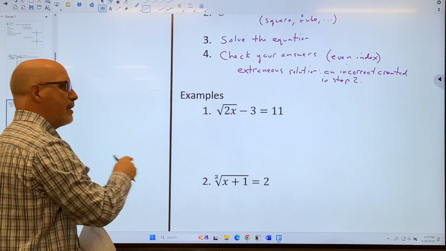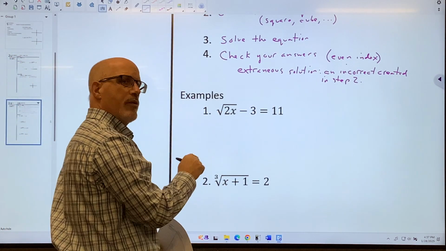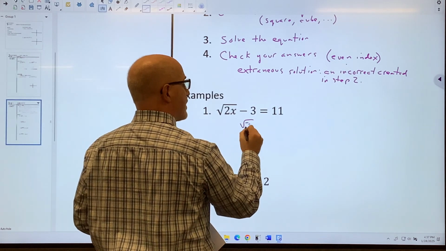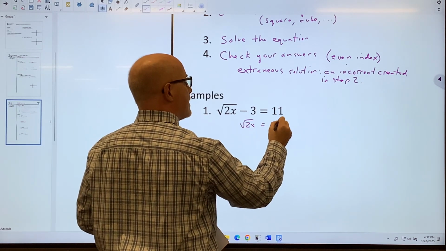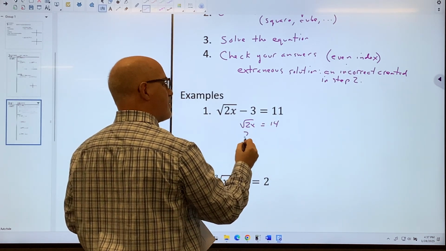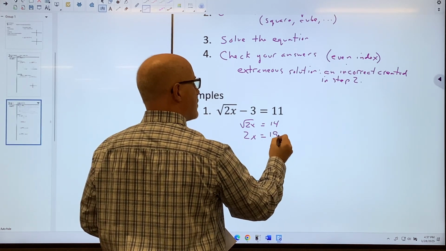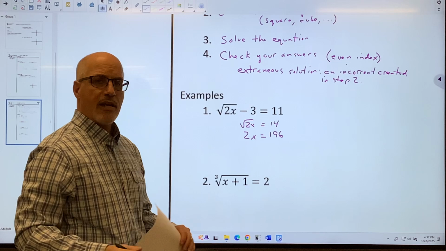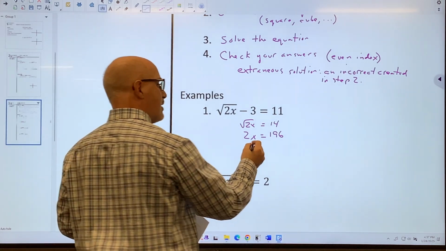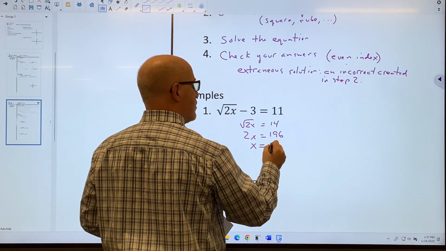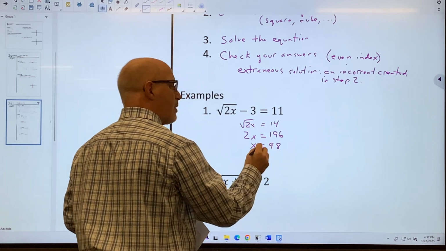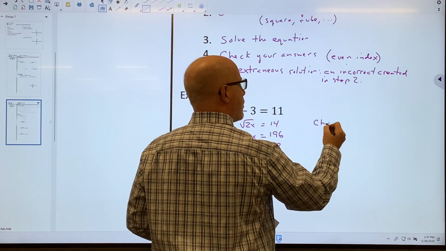Let's start with this one. First step is to get the square root by itself. So I'm going to add 3 to both sides. That gives me 14. Go ahead and square both sides and you get that 14 squared is 196. I'm going to divide both sides by 2. I get 98.